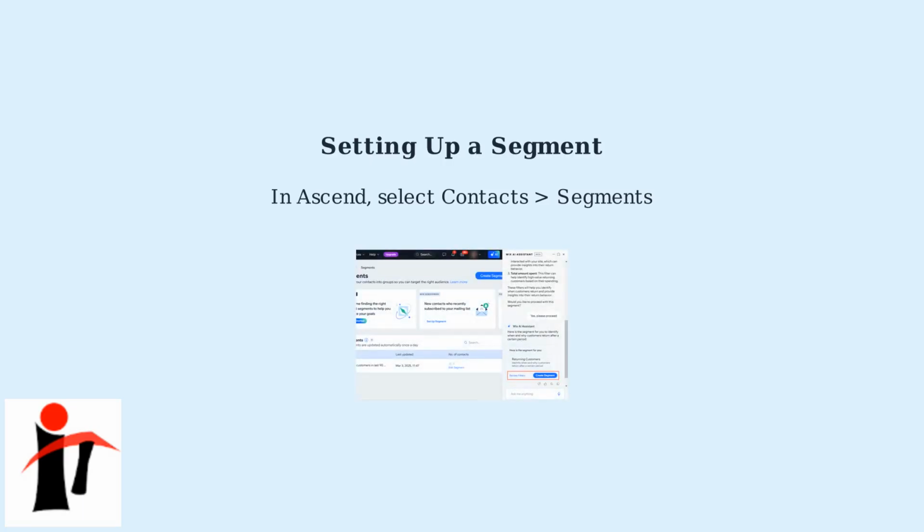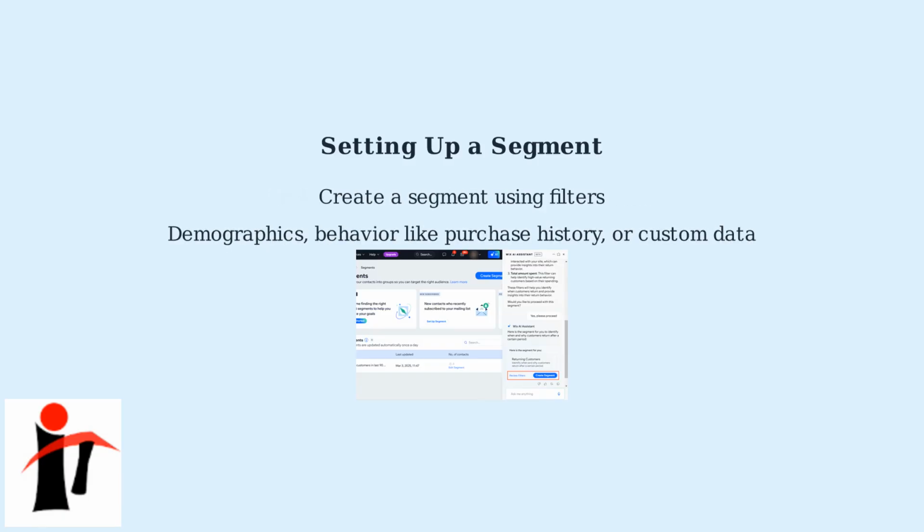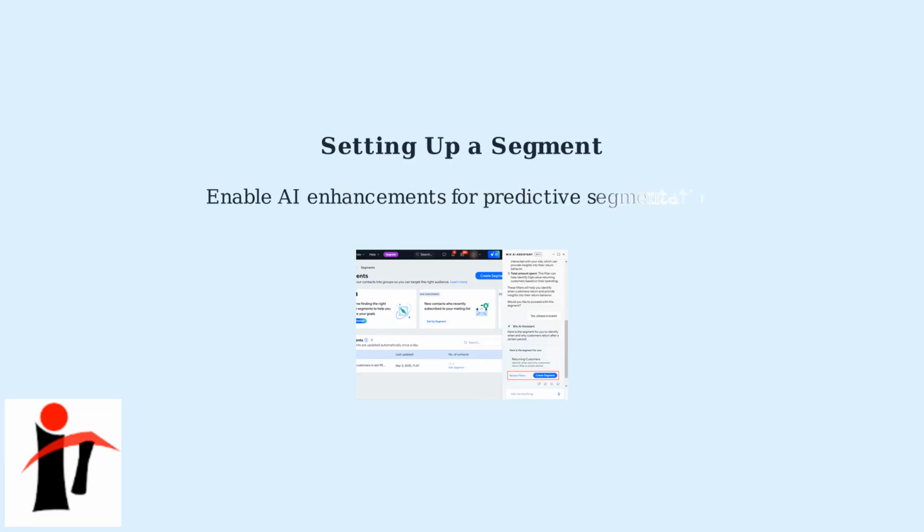This interface shows the segments management with AI assistance. Create a segment using filters such as demographics, behavior like purchase history, or custom data. Enable AI enhancements for predictive segmentation to target based on future behavior.